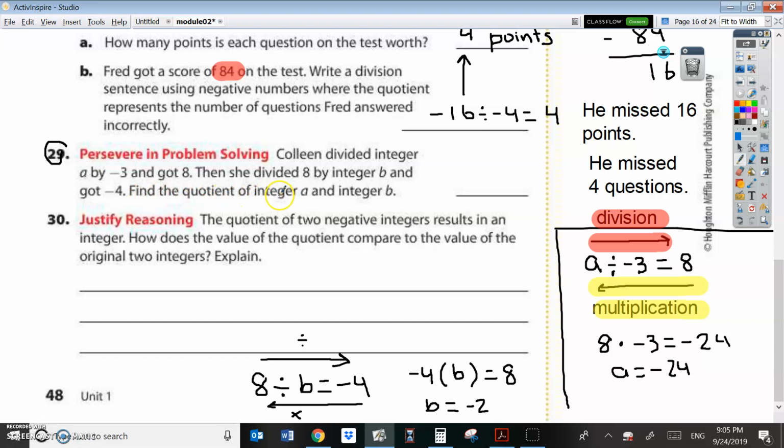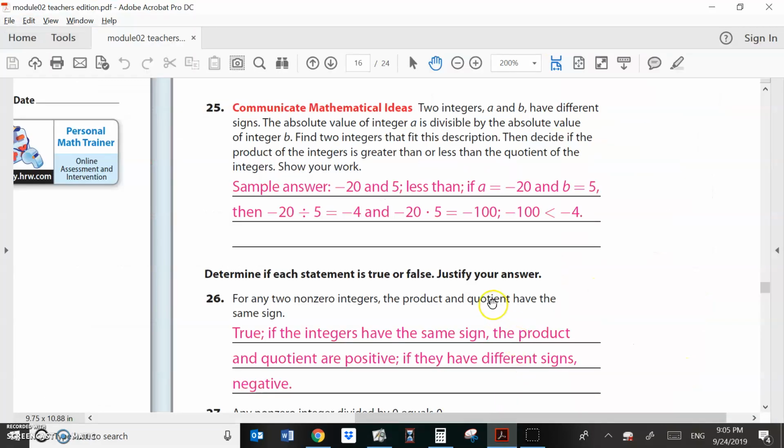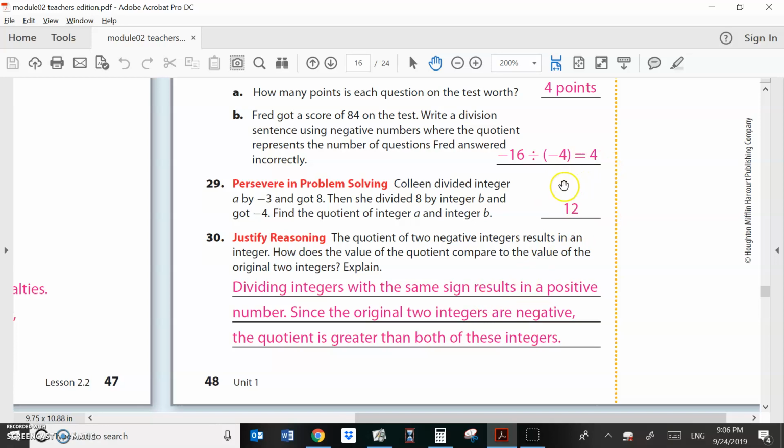Now find the quotient of integer a and integer b. So a is -24, and b is -2. So now what we have to do is -24 divided by -2, and that gives us 12. 12, yes.